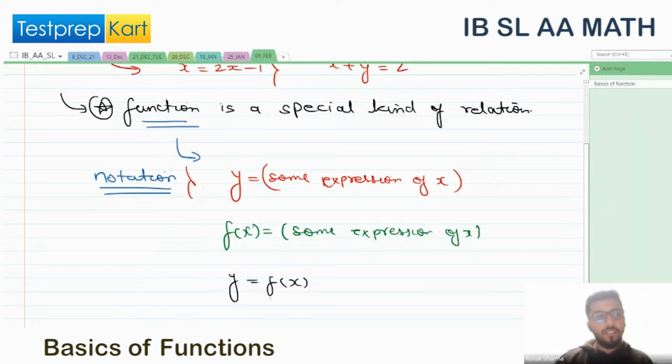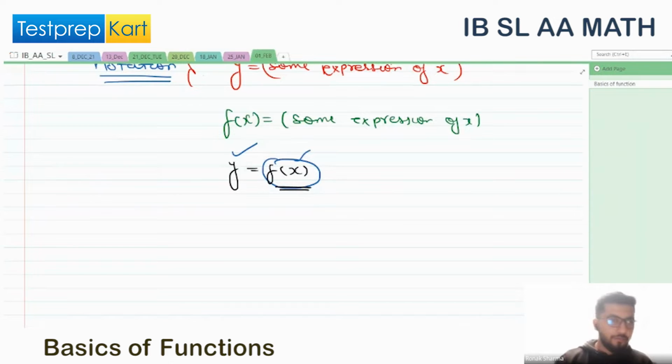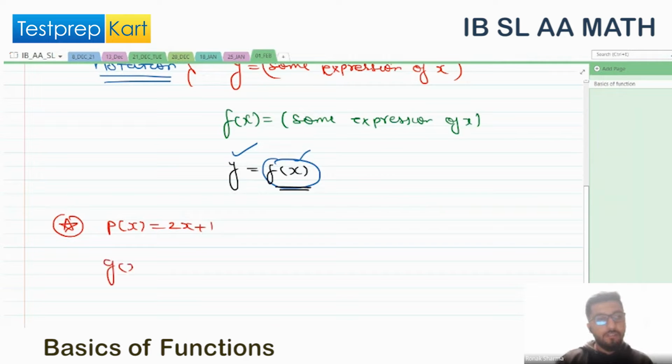Sir, what is this f of x? Okay, we can understand that y is nothing but the y coordinate. We have also seen this x, but what is this f of x? So let us understand. Do you remember the polynomials? You used to write p of x equals 2x plus 1, or let's say g of x equals x square minus 2x plus 3. Remember, these are polynomials only. So what is this p of x and g of x? They are nothing but the names of the polynomials.